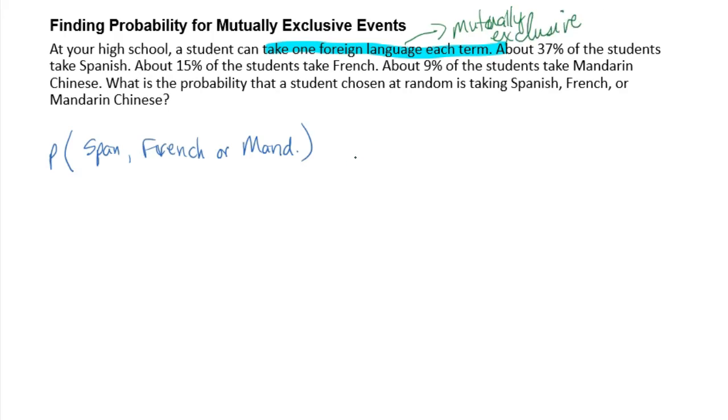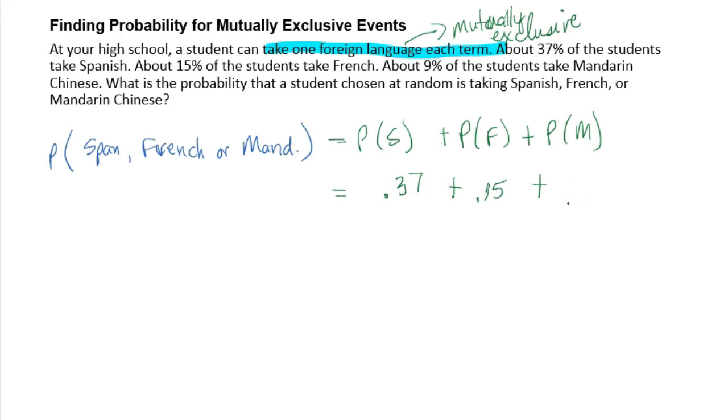So all we need to do is simply add the probability of Spanish plus the probability of French plus the probability of Mandarin Chinese. And the probabilities are the percentages. So there is a 0.37 chance that the student will take Spanish, a 0.15 chance that they'll take French, and a 0.09 chance that they'll take Mandarin. So 0.61 or 61% of the students will be taking either Spanish, French, or Mandarin.